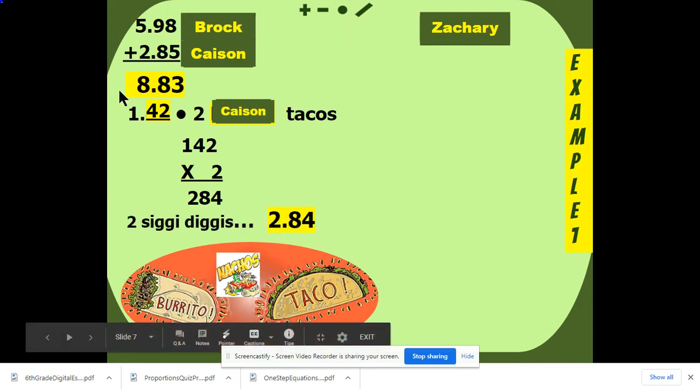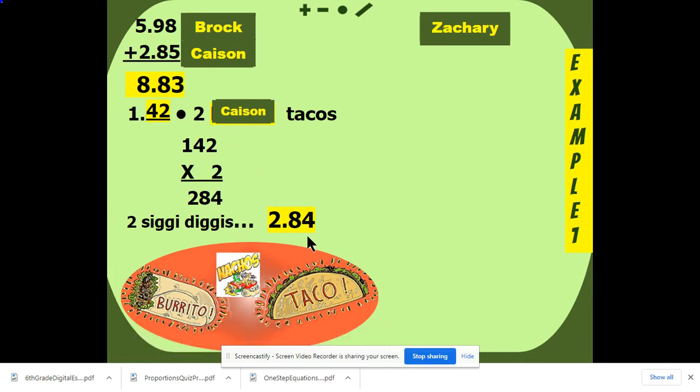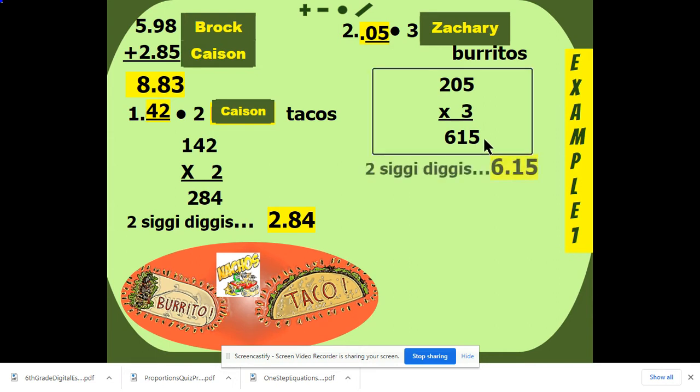Okay, so far we've got this for the drink and Brock's meal. We've got Kason's tacos at $2.84. And then Zach gets 3 burritos at $2.05. I could add $2.05, or I could shortcut by multiplying. Forget about the decimal point when I multiply. Just line up the numbers and multiply, and then count the significant digits after the decimal. So the siggy diggies are 2. So always start here at the end, and I'm going to move it to the left 2.